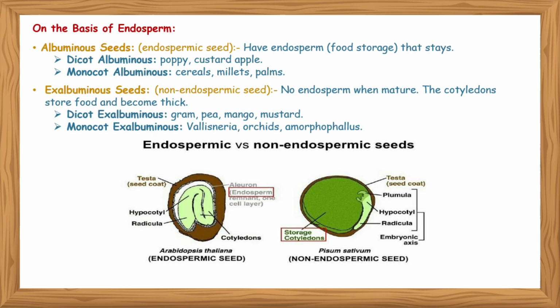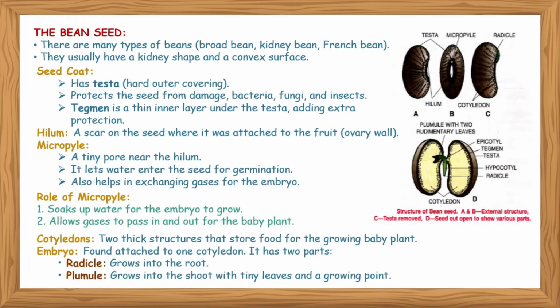Exalbuminous seeds are non-endospermic seeds. No endosperm when matured. The cotyledons store food and become thick. Dicot exalbuminous: gram, pea, mango, mustard, etc. Monocot exalbuminous: Vallisneria, orchids, Amorphophallus, etc. These are the diagrams of endospermic or albuminous seed, and these are non-endospermic or exalbuminous seed.